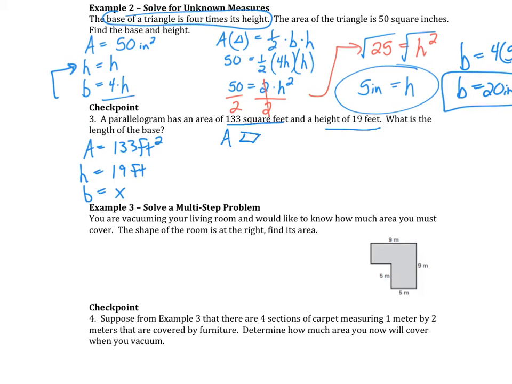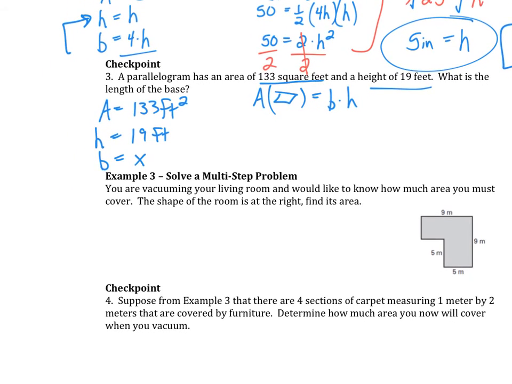So the area of a parallelogram is equal to base times the height. So the area is 133. The base is x and the height is 19. So we get 133 equals x times 19. We have to get x alone, so we divide by 19. We end up with x equals 133 over 19 is 7. So that means the base is 7 feet.